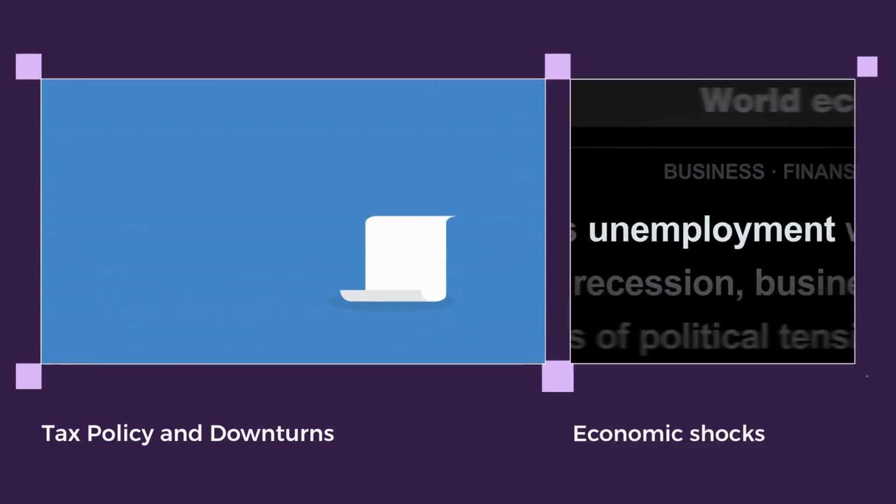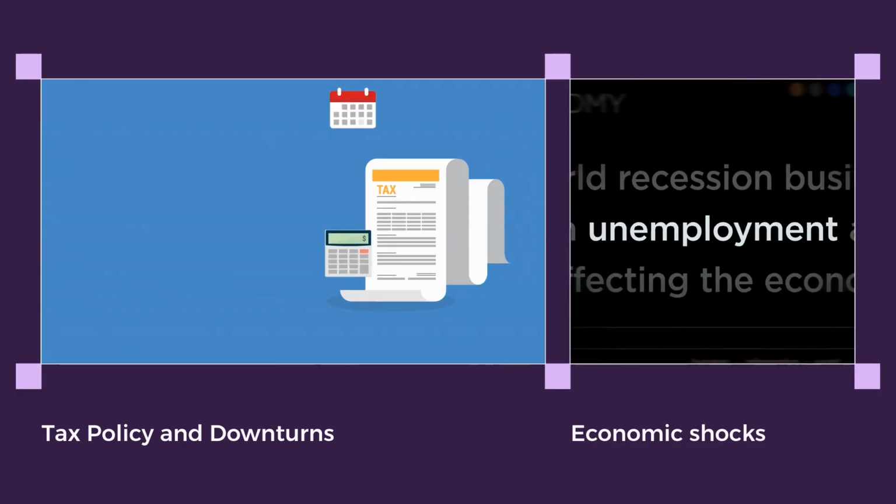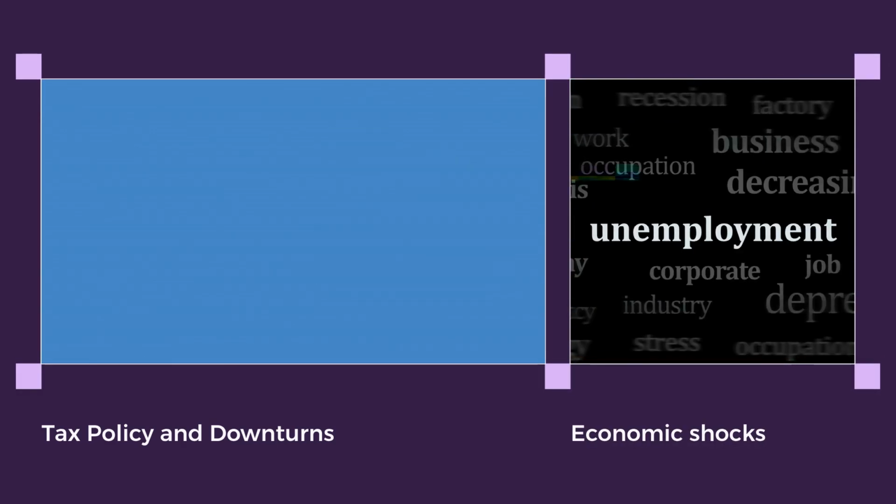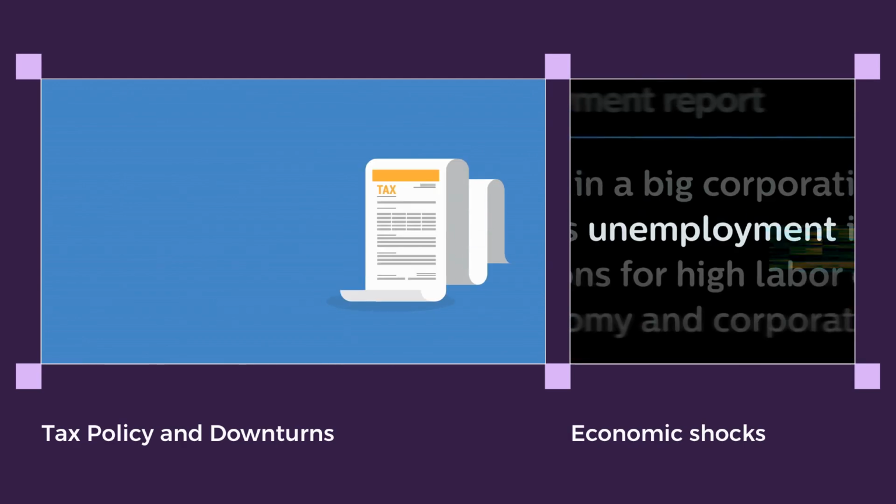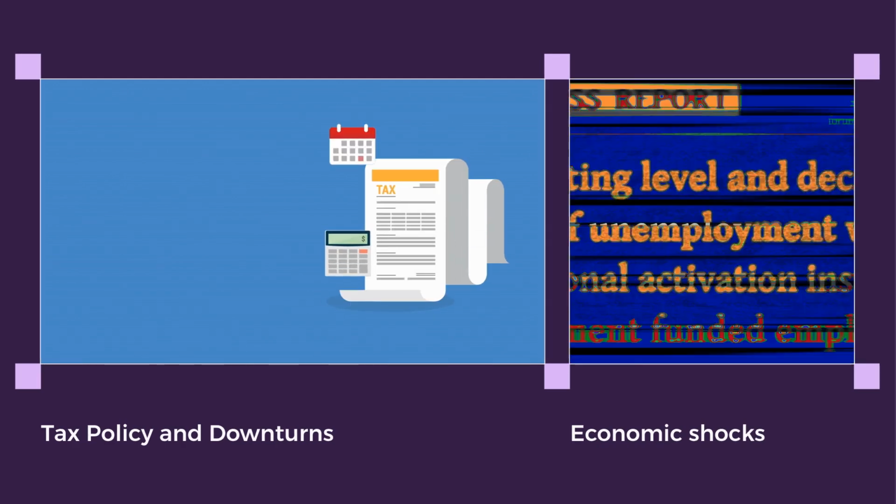Tax cuts reduce government revenue, while economic downturns increase spending on safety net programs and decrease tax intake. Both contribute significantly to deficit growth.